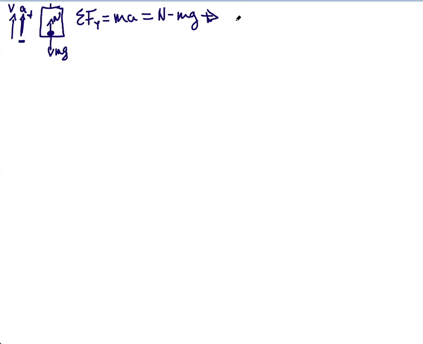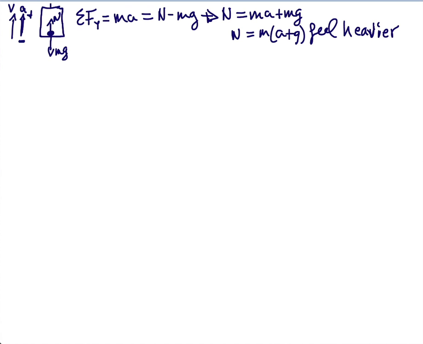So little arrow here to indicate we're going to solve for normal. The normal's already positive, so mg moves to the other side, ma plus mg. So that means that normal equals m times (a plus g). Two accelerations mean you feel heavier. The floor is pressing into your feet harder than it would be if you're just standing on the surface of the elevator. So you feel heavier. So the acceleration upward means that the floor is pushing into your feet harder than if you were just moving at a constant speed or if you're standing still. Okay, so that's scenario one.